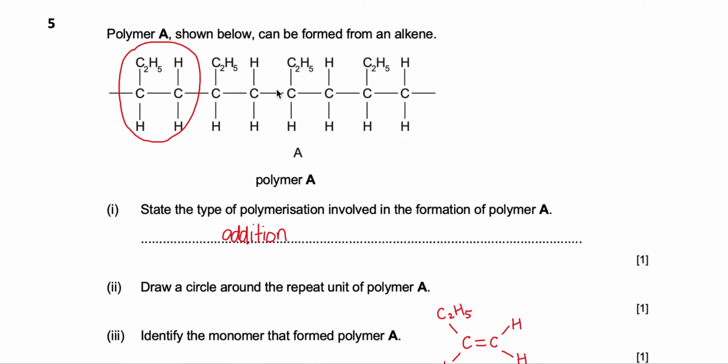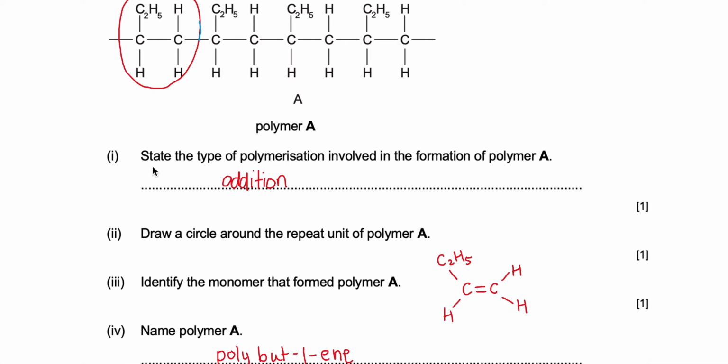If it had a backbone of another element, so if they had oxygens in there somewhere, that gives you a clue that it's not addition polymerization. It then says to draw a circle around the repeat unit of polymer A. So remember, a repeat unit, it's basically 2 carbons from that backbone. So pick any 2 carbons from that backbone. So I've just gone for these ones, and that there is 1 repeat unit.